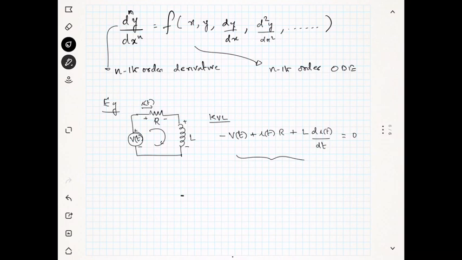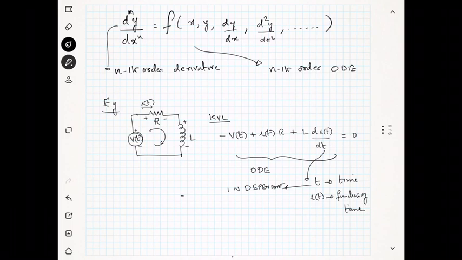So this is an ordinary differential equation, and here t is the time and I of t is a function of time. So we can say that t is an independent variable, and I of t is a dependent variable.